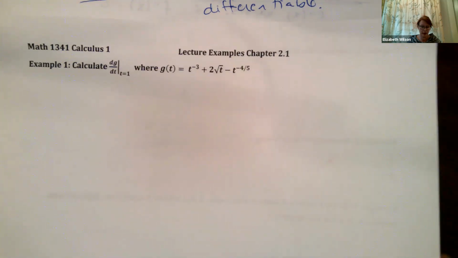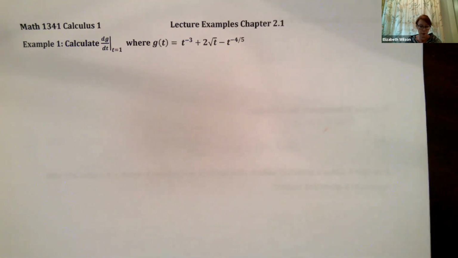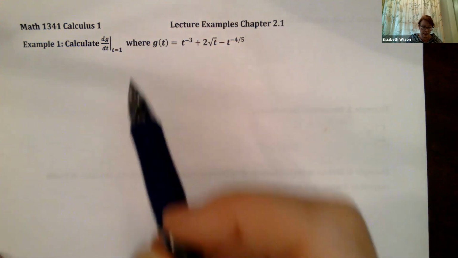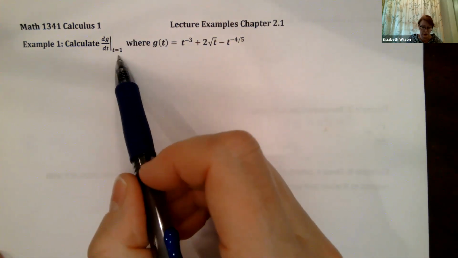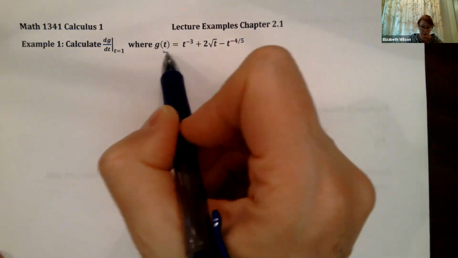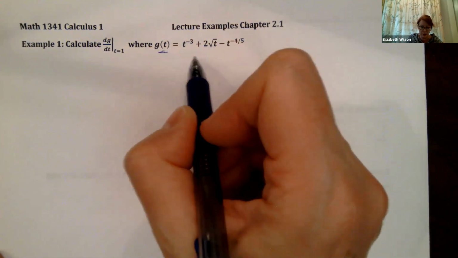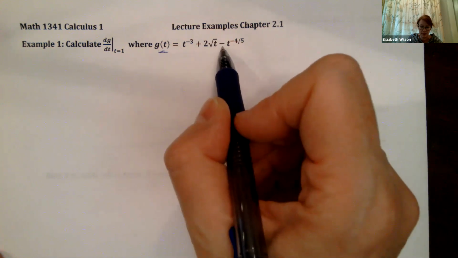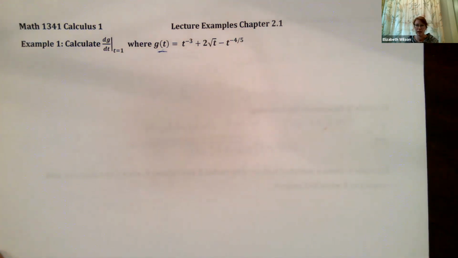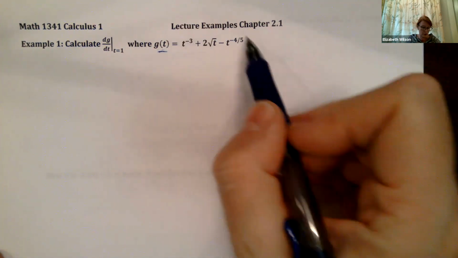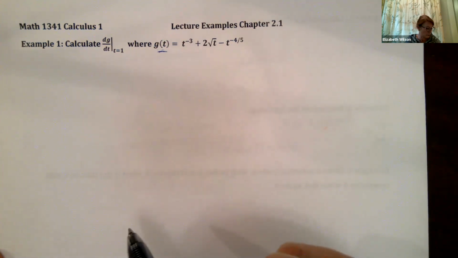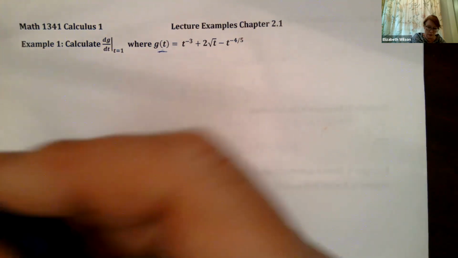All right, so I'm looking at my lecture examples page for chapter 2.1 now. I want to calculate dg/dt, where g of t is our function, when t equals 1. I've got g of t equals t to the minus 3 plus 2 radical t minus t to the minus 4/5. So we're combining a lot of different fractional exponents here, and exponents that have negative numbers. Okay, so let's write this out.